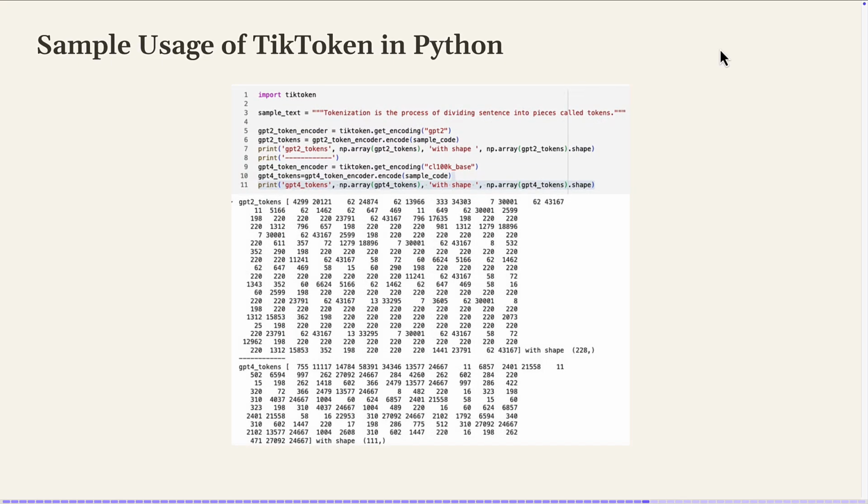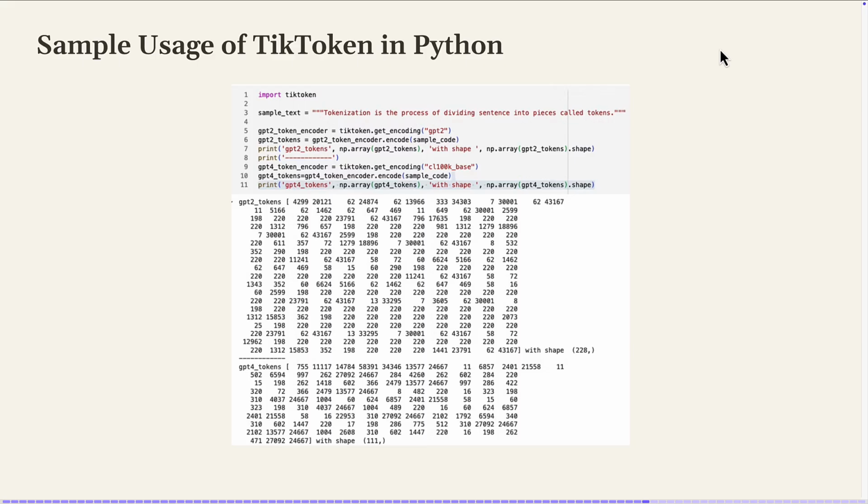And this is a simple usage of tiktoken in Python. So you need to import it: import tiktoken. You provide a sample text. This is a library from OpenAI that allows you to tokenize a sentence. Okay, you can import it, create a sentence, and then create an encoder.